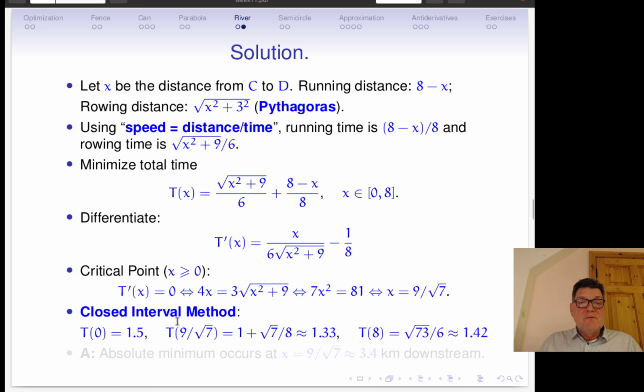and at the critical point itself, T evaluated at 9 over square root of 7, we find it's 1 plus root 7 over 8, approximately 1.33. Comparing the three values, the minimum does in fact occur at the critical point, 9 over root 7, which is approximately 3.4 kilometers downstream. That's the solution to this problem.